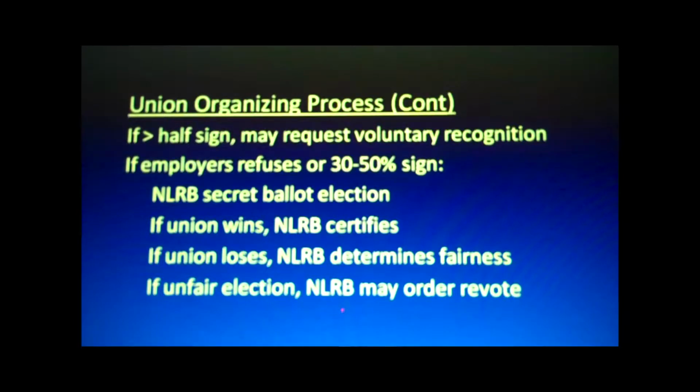If the employer refuses, or if 30 to 50% of the employees sign their authorization cards, the National Labor Relations Board will step in and conduct a secret ballot election. If the union wins, the NLRB will certify the union. If the union loses, the NLRB will determine if the election was fair. If it was an unfair election, then the NLRB may call for another vote.